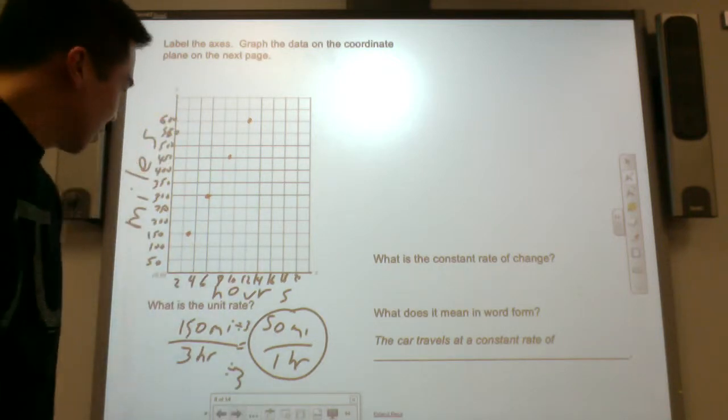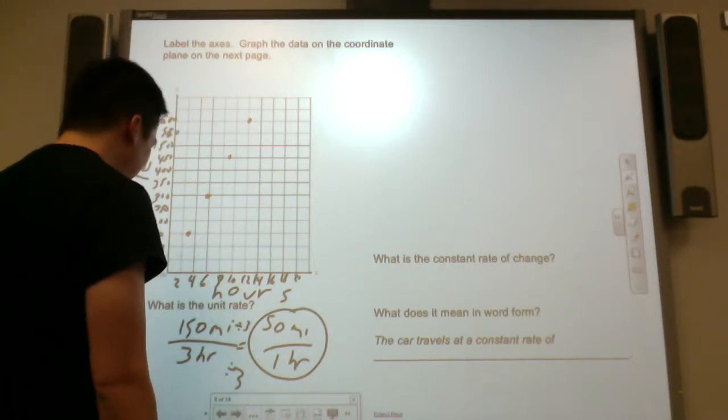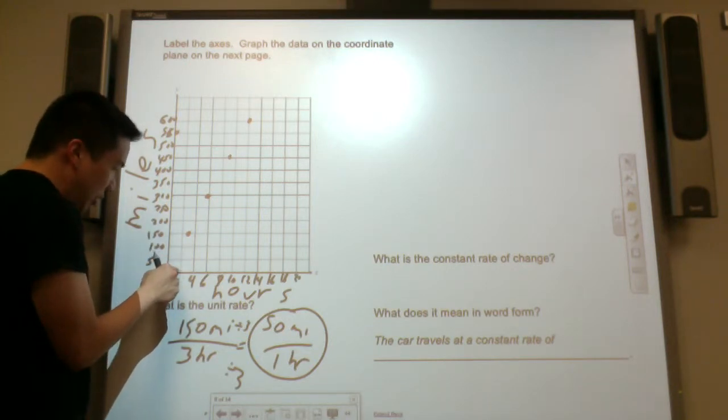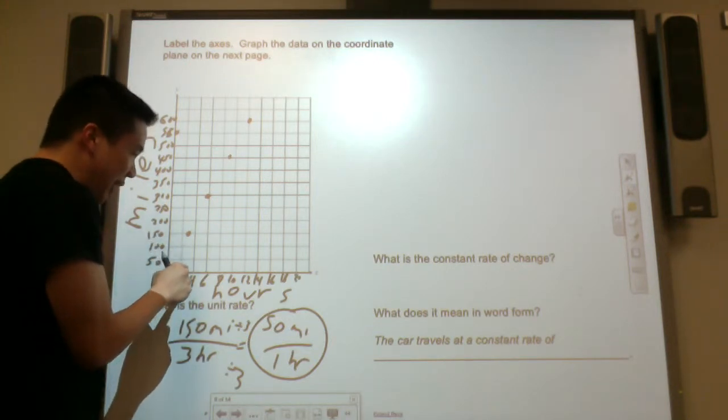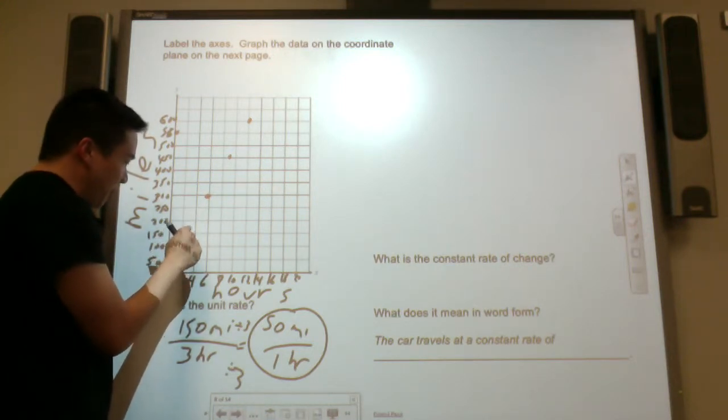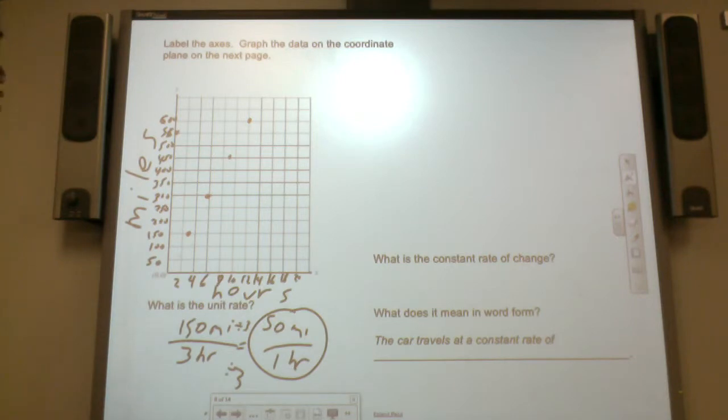That's the unit rate. Is it really going 50 miles for every hour? Let's see. In the first hour, it goes up 50. Next hour, in the second hour, it goes up another 50. That's 100. Hey, it is. In the next hour, the third hour, it goes up another 50. It'll be 150. So it's 50 miles per hour.